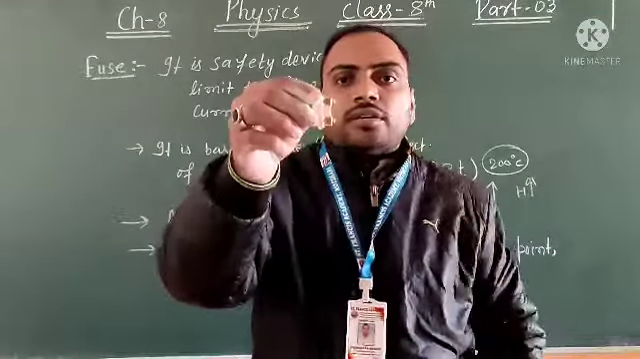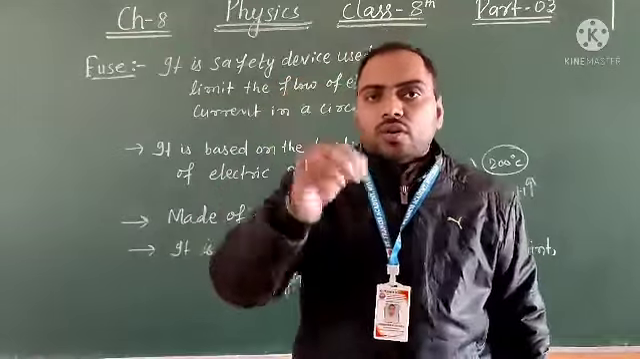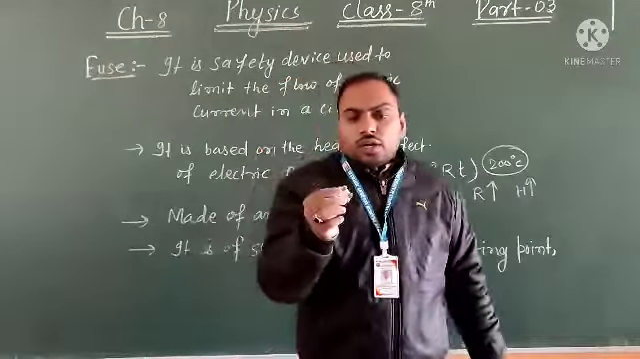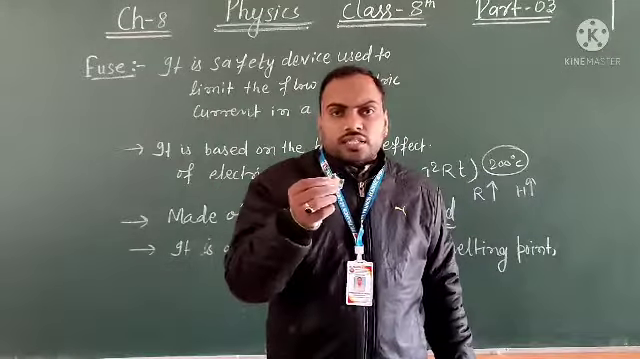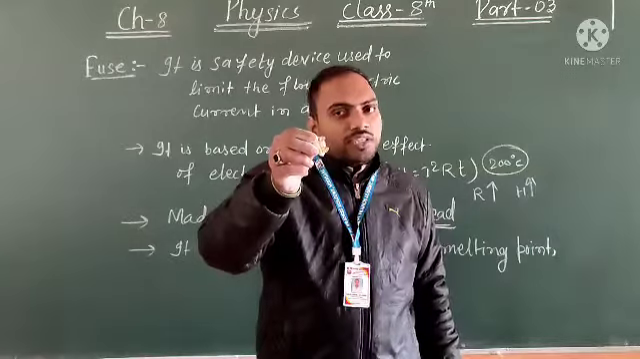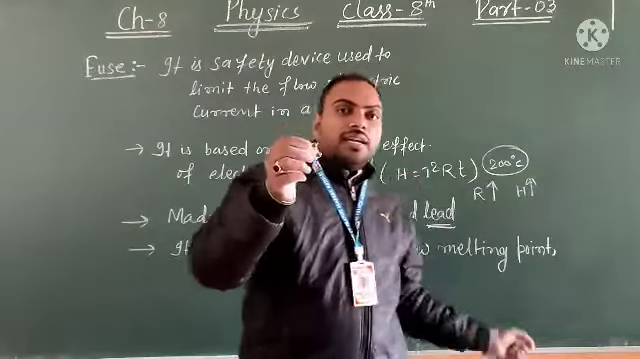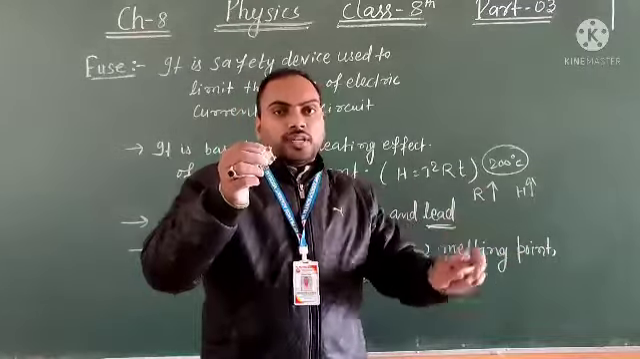That draws the whole current in the circuit. When more current flows through this circuit, what will happen? This wire will melt down. It is made up of lead and tin, and the circuit will stop working.